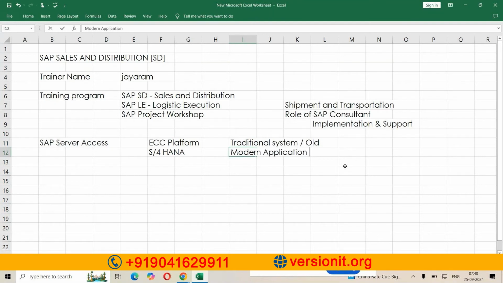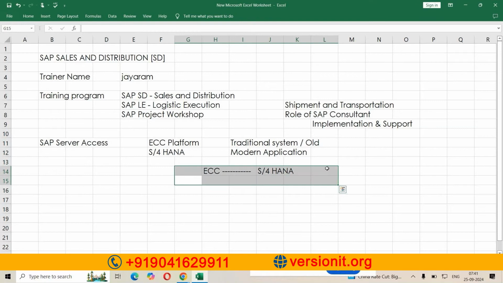And the reason why this particular training is going to be conducted on these two platforms, because there are a lot of companies which need to upgrade their software from ECC to S4 HANA. So companies are looking for the people who is having good hands-on experience working on ECC platform as well as S4 HANA. So that is the reason you're going to be getting trained on both the platforms.